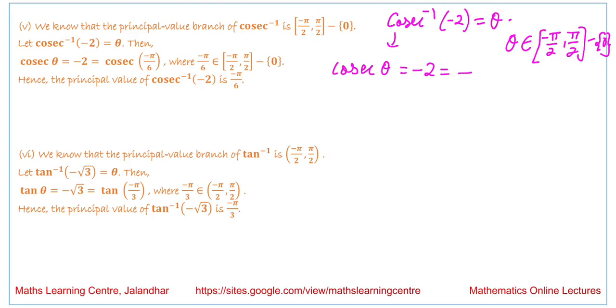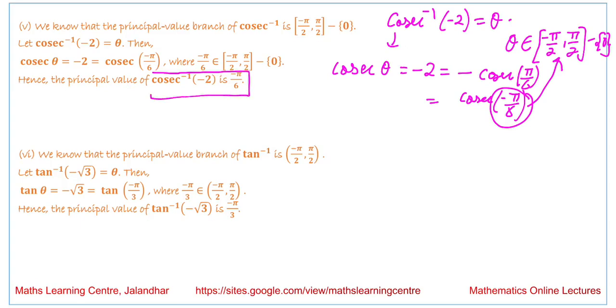that is equal to minus of cosecant of pi by 6, that is equal to cosecant of minus pi by 6, and this minus pi by 6 lies in this interval. So we are saying that the principal value of cosecant inverse of minus 2 is minus pi by 6. Next we have to calculate the value corresponding to tan inverse of minus square root of 3.